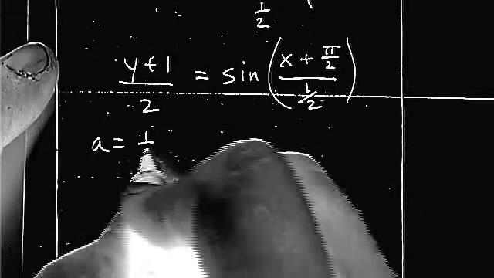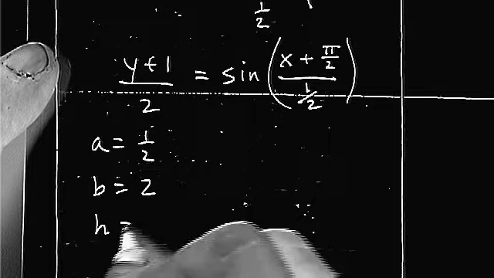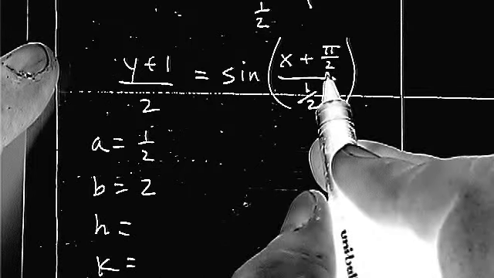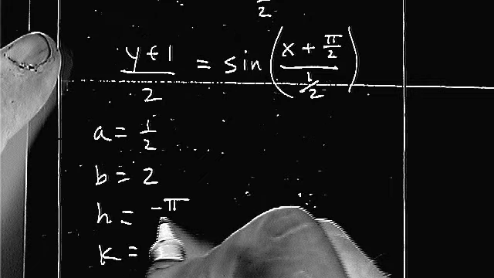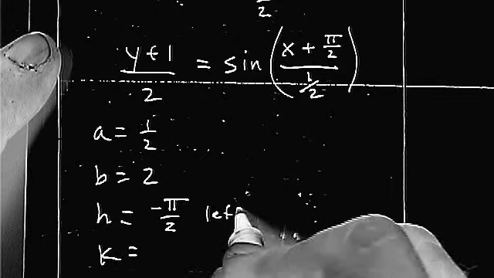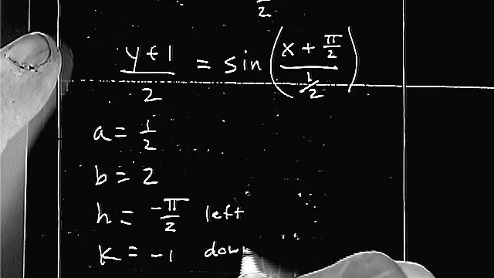A right there is a half. B is 2. And then h and k. H is, be careful, negative pi over 2, so we must be shifting to the left. And the k is negative 1, so we must be shifting down.